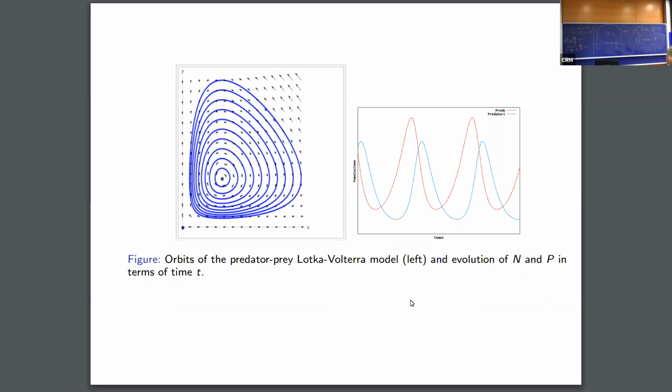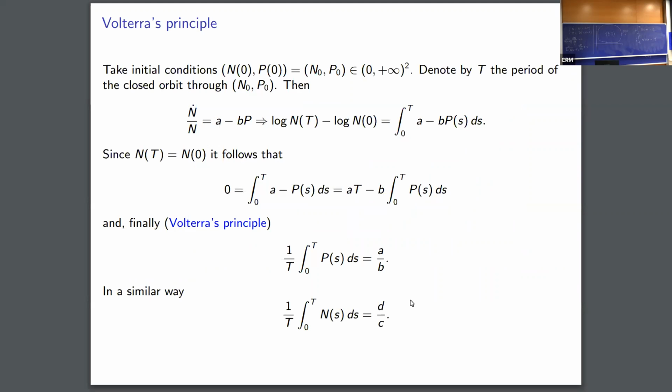So for any periodic orbit in this system, and this is very, very, very easy to prove, this is called Volterra's principle. The only thing you need is just to take the differential equation and integrate using that it's T periodic, and you just do some manipulation, and in half a line you get the result. Okay, this is very nice.